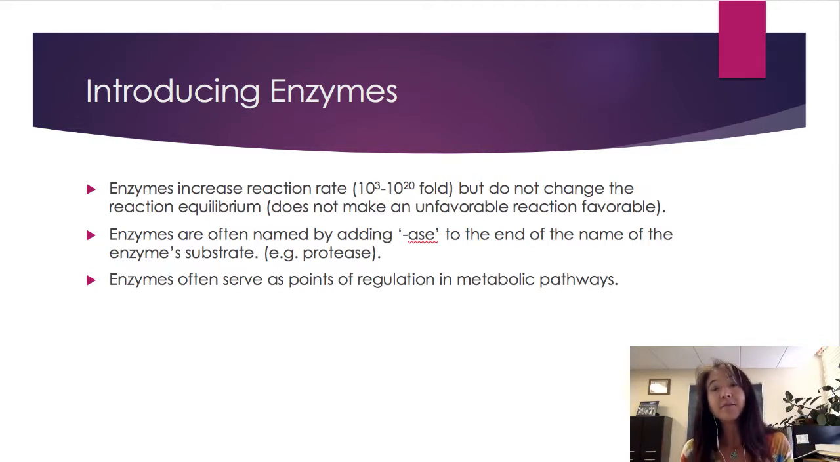So enzymes also increase reaction rates immensely. Most reactions in a cell wouldn't occur to any appreciable extent without an enzyme. Say, for example, the mere hydration of CO2. The hydration of CO2 by carbonic anhydrase has around a 10 to the 7th increase in that reaction rate, but it wouldn't occur to much appreciable extent without the enzyme. So enzymes can increase reaction rates by 10 to the 3rd to 10 to the 20th. Again, as we said, it doesn't make an unfavorable reaction suddenly favorable. It just lowers that activation energy.